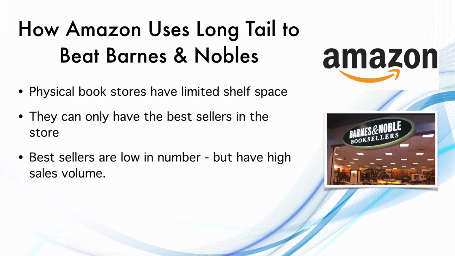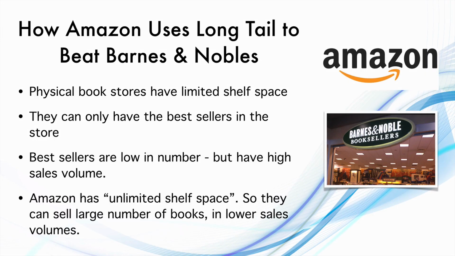Bestsellers are low in number but they have high sales volume. But when you look at Amazon, Amazon has technically unlimited shelf space. They are storing all the books in a warehouse which is outside the city, not in a very high priced commercial area. So they can sell a large number of different books in low sales volumes. If Barnes and Noble is going to sell books only if it sells at least 500 copies a month, then Amazon can even store books which sell only 50 copies a month.